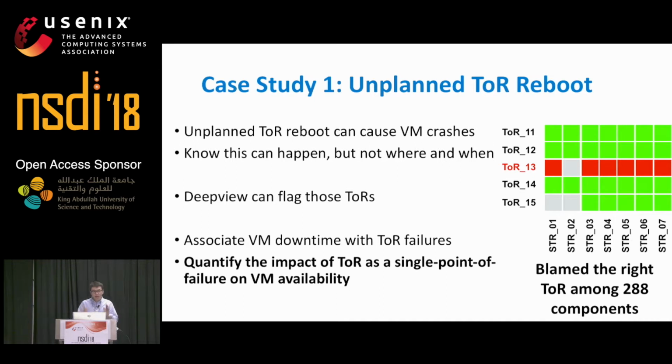So what can we do now that we couldn't do before using Deepview? We're now able to associate VM downtime with ToR failures. You couldn't get this by just looking at the logs on the switches. This data allowed us to quantify the impact of ToR as a single point of failure on VM availability, which we'll talk about soon.